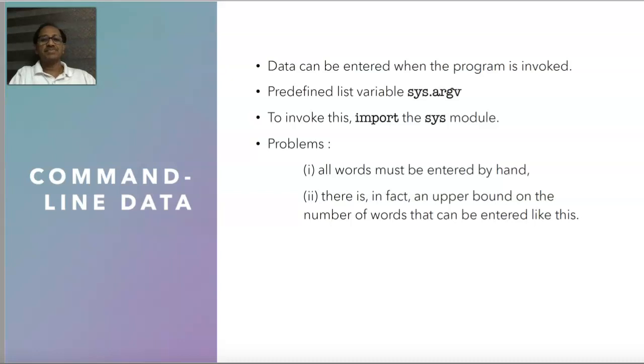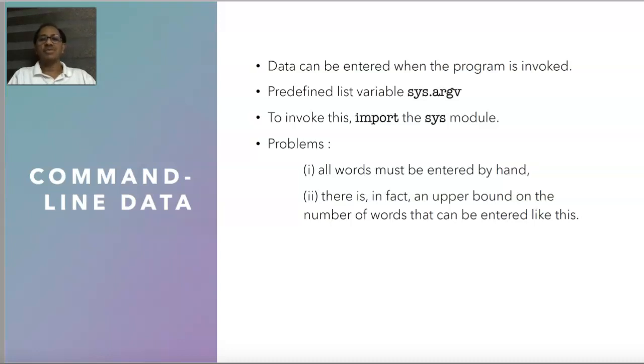The simplest way to have your programs respond to new data is to enter that data on the command line when you invoke the program. This is quite simple to do. There is a predefined list variable sys.argv that contains a list of all command line arguments given when the program is invoked. To invoke this, we use the command import and we import the sys module.